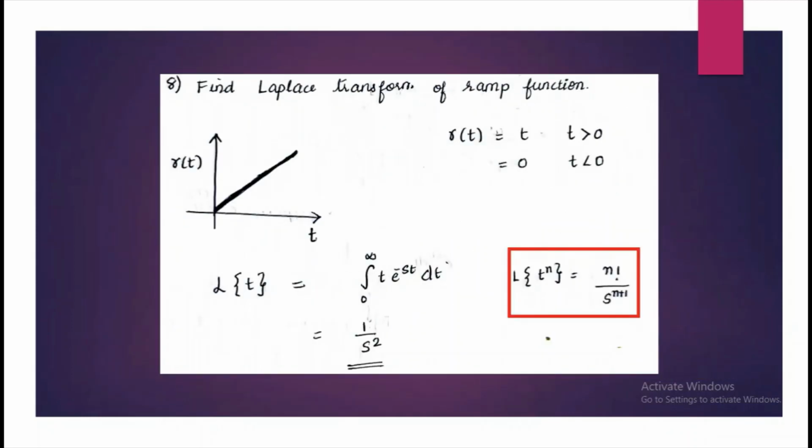Next, if you are asked to find the Laplace transform of a ramp function. A ramp function means it keeps on increasing linearly from 0 as time increases. So it is nothing but t itself when t is greater than 0, and it is 0 for t less than 0. So the Laplace transform over here would be the integral of t e raised to minus st dt, and we know that the Laplace transform of t raised to n is given by n factorial by s raised to n plus 1. So for the function t, it would become 1 factorial by s raised to 1 plus 1, which is s squared.